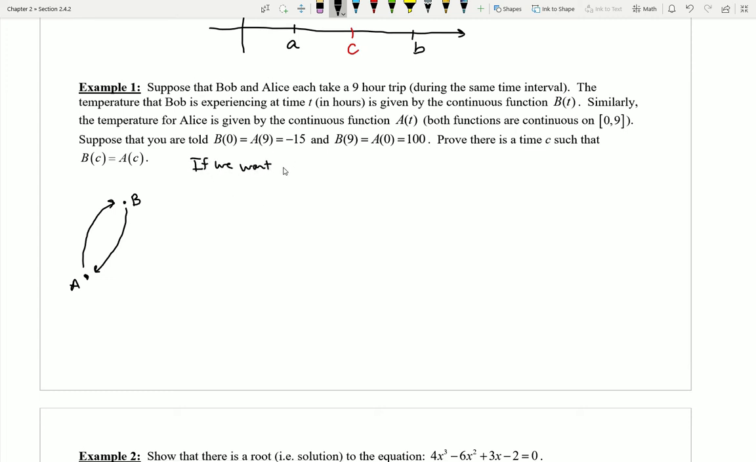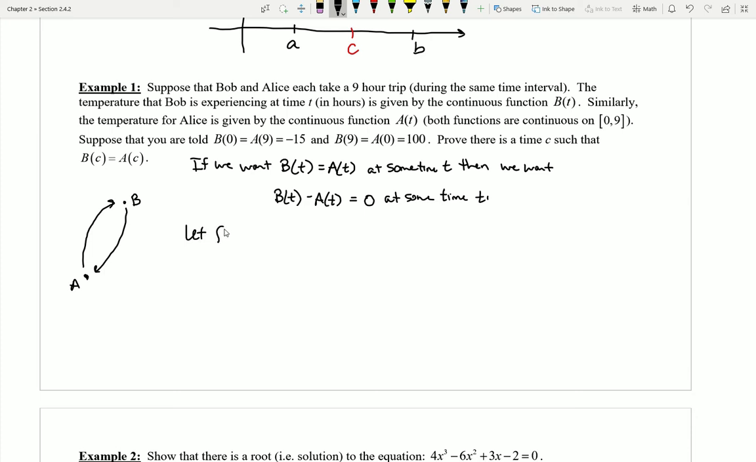Take a look at how I'm going to start here. If we want b of t to be equal to a of t at some time t, then we want b of t minus a of t to be equal to 0 at some time t. Doesn't that seem to make sense? If I want these two things to be equal at some point, then I want their subtraction to be 0 at some point. Now, I don't know if their subtraction will ever equal 0, but let's see what we have.